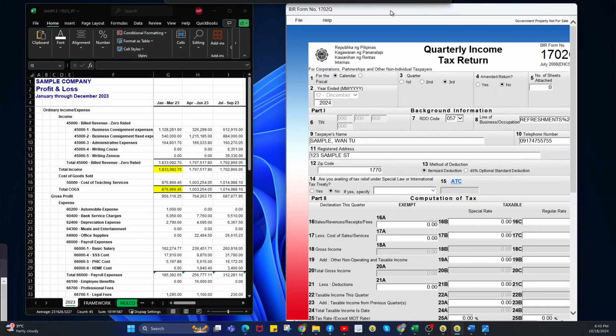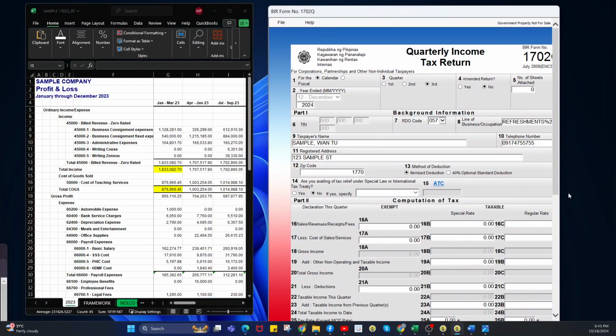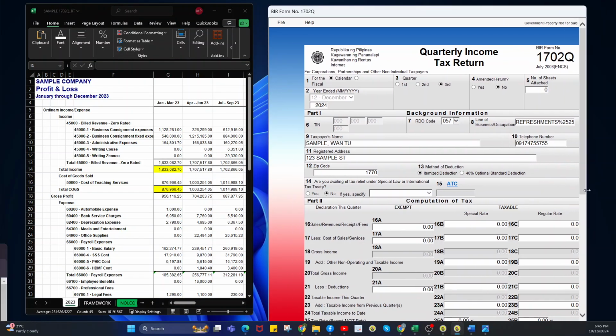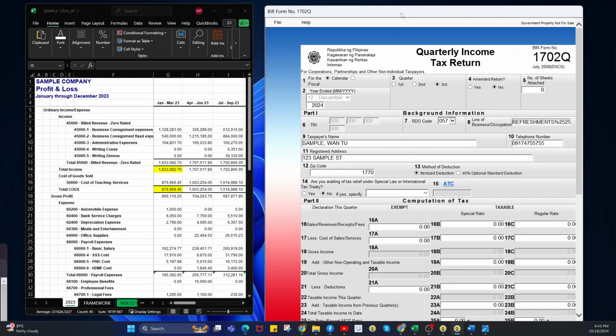Pag gawa kayo ng quarter returns, ang kailangan nyo lang sa previous quarter is yung final na taxable income nung previous quarter. Kasi yun ang ilalagay natin dito. Pero pag quarter returns, ang basis mo would be the results of operations from July to September. Kasi that's the composition of third quarter, di ba? July, August, September. Okay? So, fill it out, 2024, third quarter.